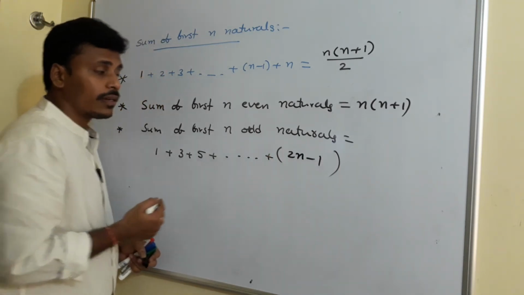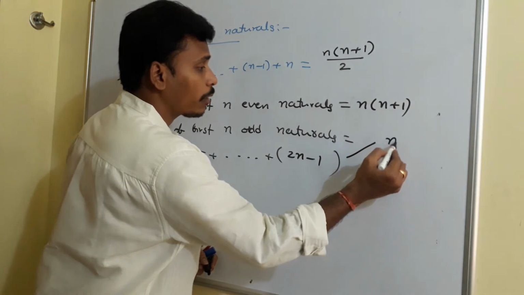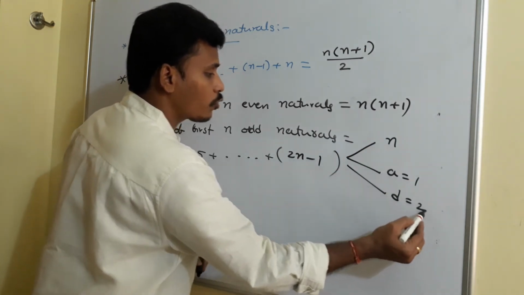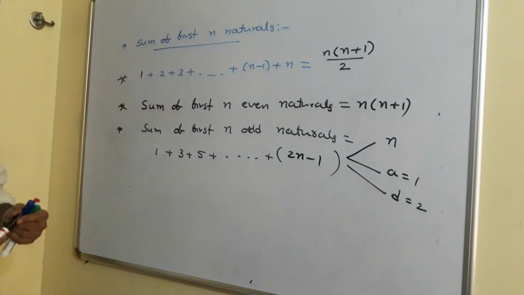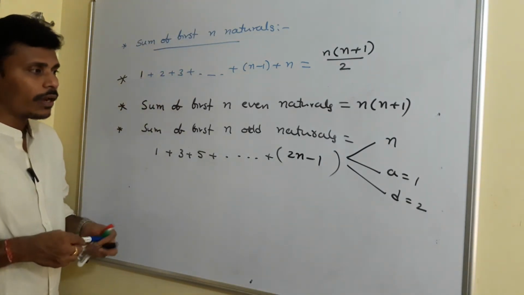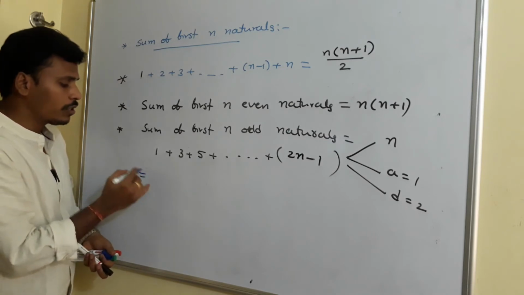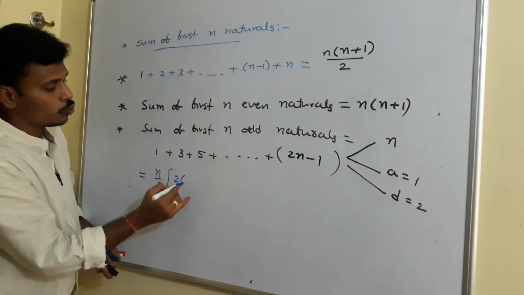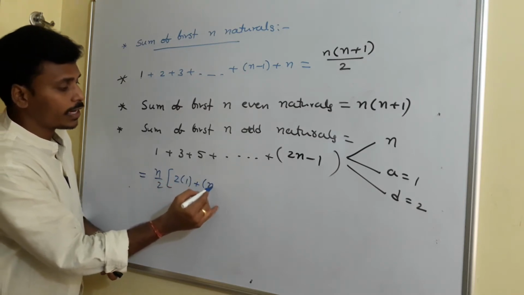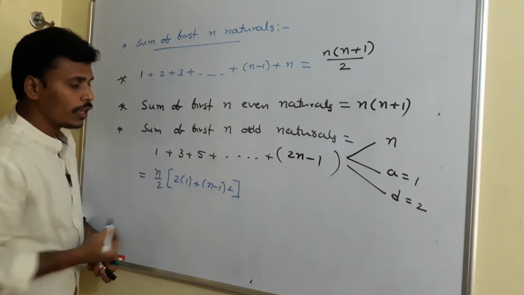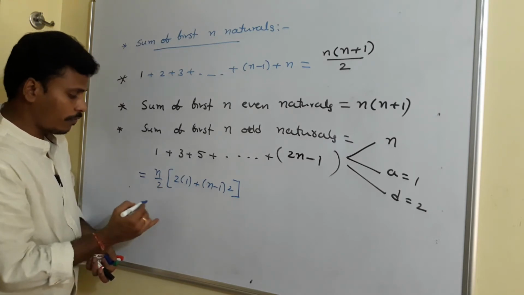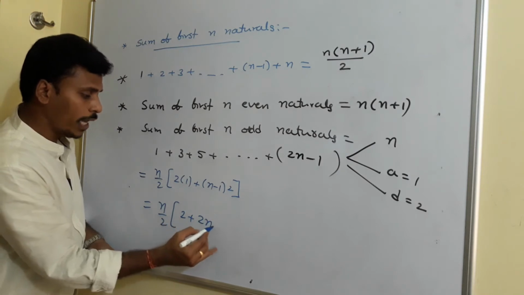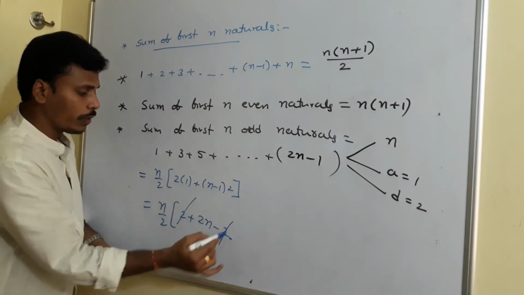Again, I am telling you that this is an arithmetic progression with n terms. The first term is 1, whereas the common difference is 2. Now, since n, a and d are in your hands, try to find this sum using that formula: n by 2 times 2a, that is 2 into 1, plus n minus 1 times d, which is 2. If you simplify, this equals n by 2 times 2 plus 2n minus 2. This 2 and that 2 will get cancelled.